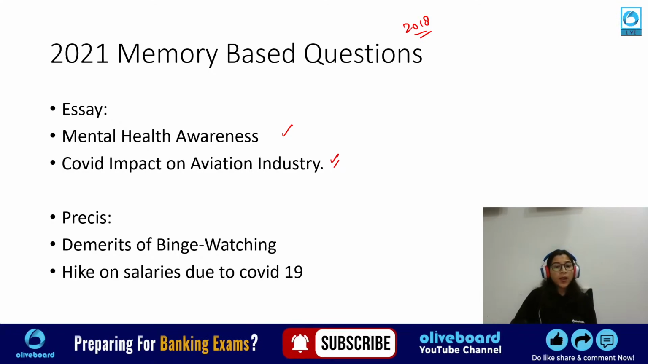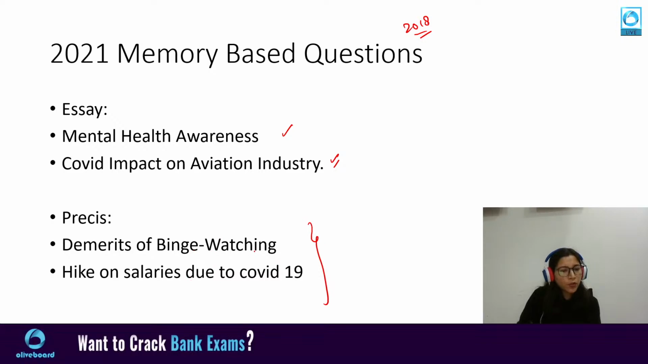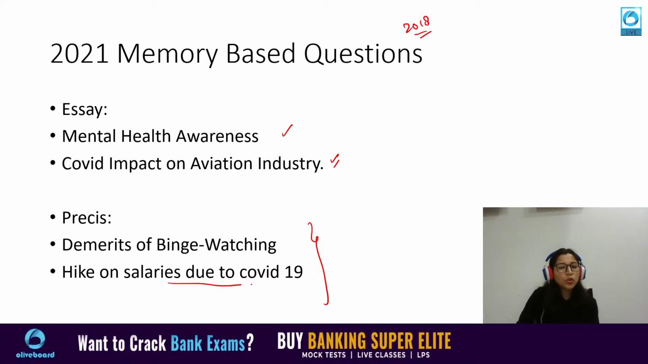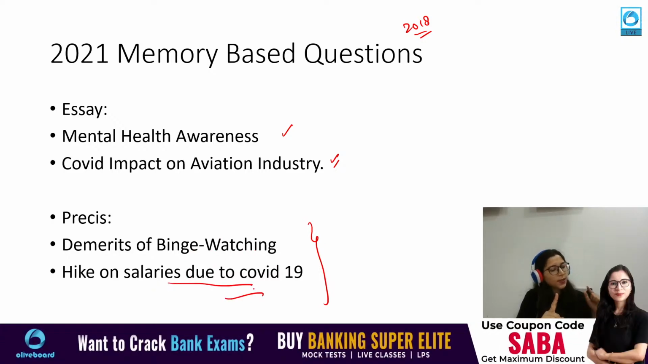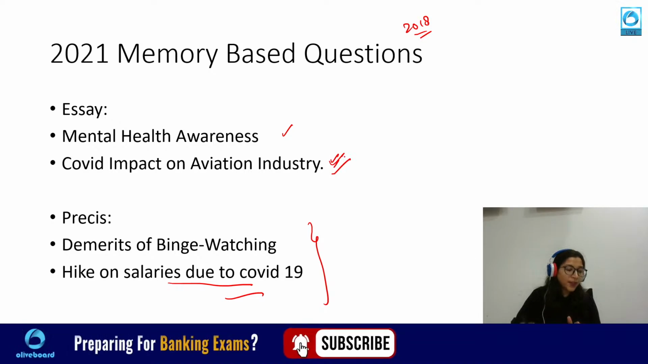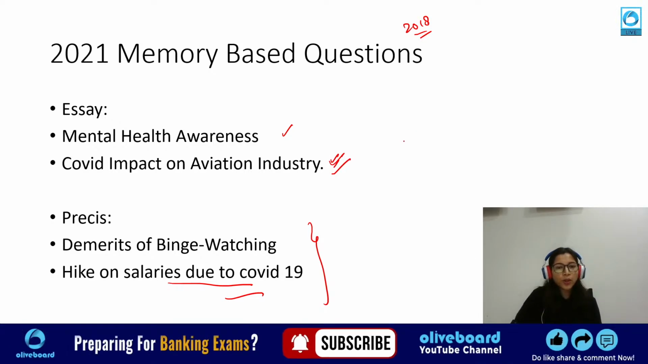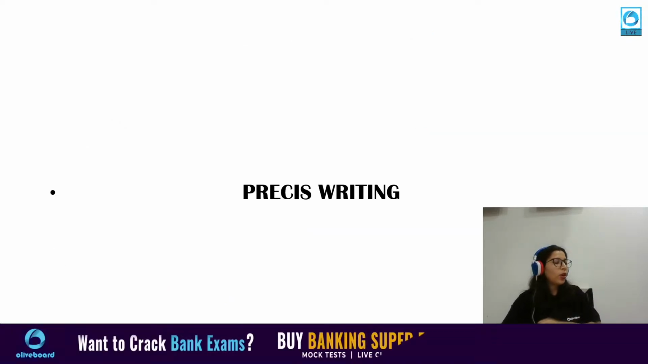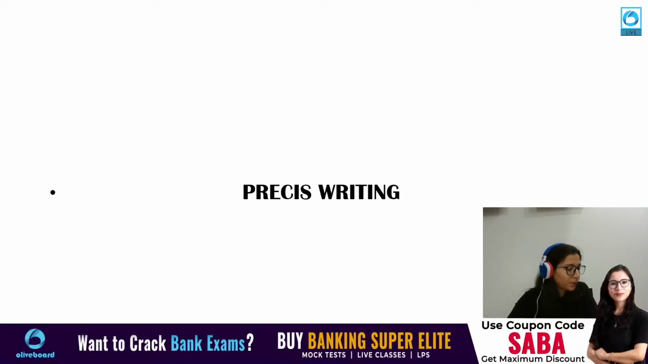And the passage was based on demerits of binge watching and hike on salaries due to COVID-19. You can see last year in Precis also there was one passage on COVID, and in essay also you had one option for COVID. And this time also you can expect one question based on COVID. It can be possible. Okay. So let's start with Precis writing.